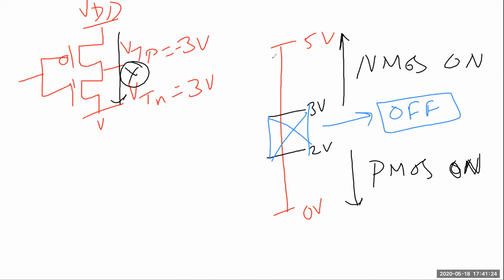Are you getting my point? Anyone have any confusion? Yes, sir. But as we are increasing the threshold, the speed is going to decrease. That's okay. I'm not talking about the speed right now. I'm just talking about whether you are able to understand that we can increase the VTN and VTP, and what is the advantage of that particular part?